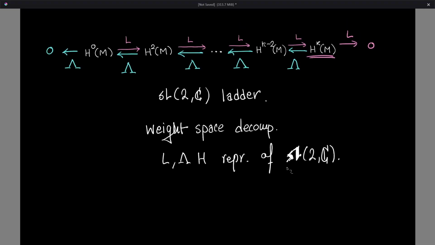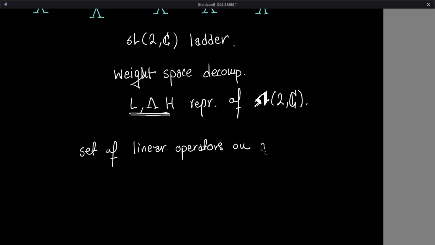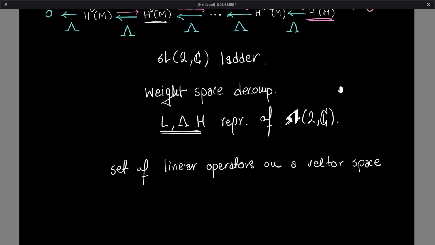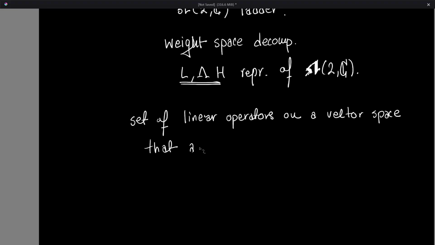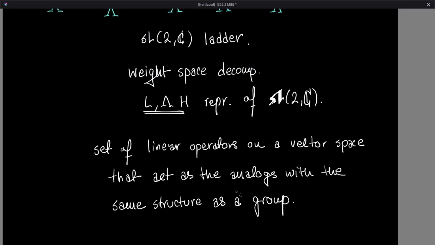So let me give you a brief idea of what a representation is. A representation is a set of linear operators on a vector space. Sometimes the vector space is also called the representation. The vector space in this case would be these de Rham cohomology groups. So it's a set of linear operators that act as the analogs, with the same structure, as a group. In this case, the group is the Lie algebra of SL2C.